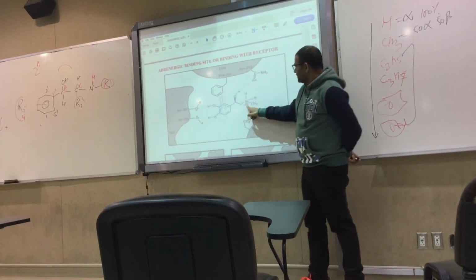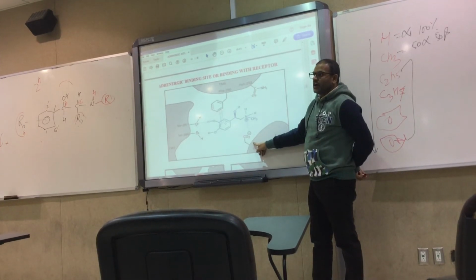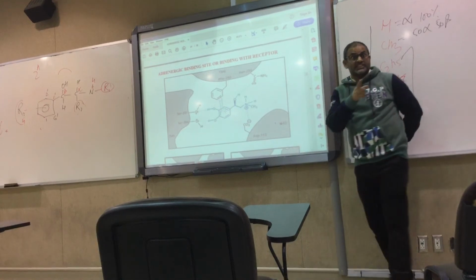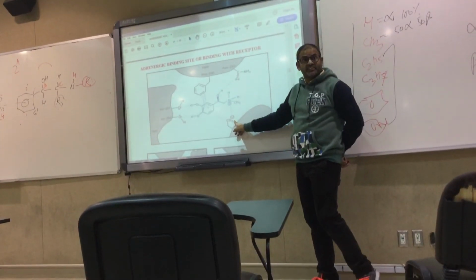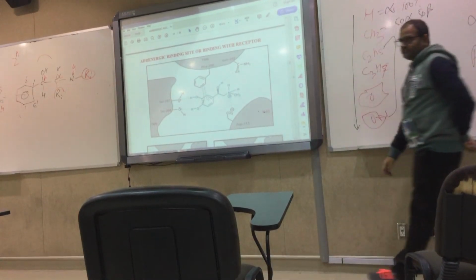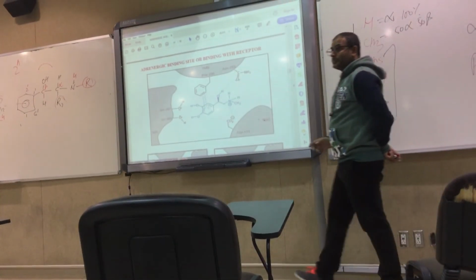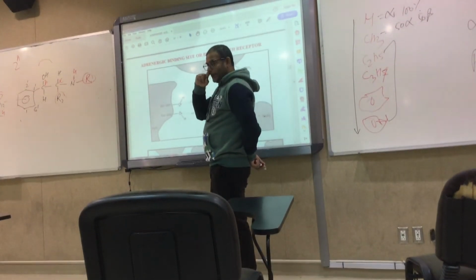Now see here, this positive part. Here, ionic. What is this one? Aspartic acid. Not asparagine, aspartate. Aspartate makes an ionic bond. Histidine, hydrogen bond. Histidine is HIS.